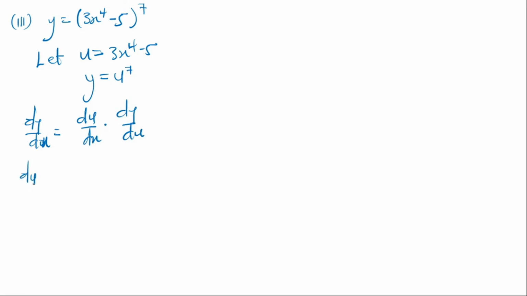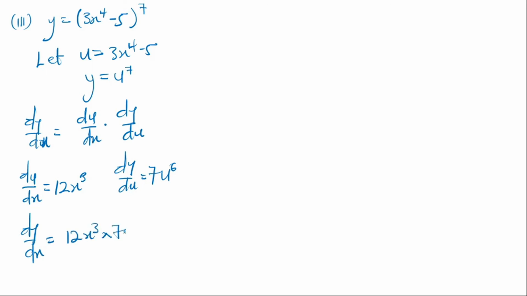So let's differentiate the first one. We differentiate u with respect to x, we get du/dx, and then if we differentiate this, we use the 4 to multiply the 3. We get 12x power 3. Then minus 5, we differentiate, that is 0, so it's still 12x cubed. Then our dy/du is equal to 7u power 6. That is differentiating y equals u raised to the power 7. So from here we know that our dy/dx is equal to 12x cubed multiplied by 7u power 6.